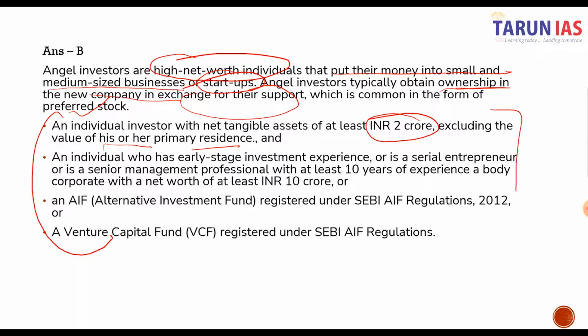So these are the eligibility criteria. Having these eligibility criteria makes you eligible for being called an angel investor. That is an individual who makes an early stage investment, the one who invests at the initial stages of the company or initial stages of the project or startup.